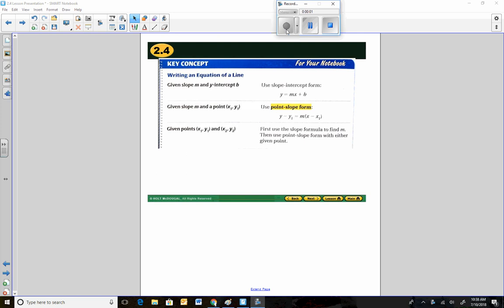Equations of lines. Well, we have to be able to write an equation of a line. The most common one is the slope-intercept form, where you have y equals mx plus b. And the second most common is your point-slope. These are two formulas that you basically have to have memorized. Okay? All right. Write them down. Make sure they're in your notes.